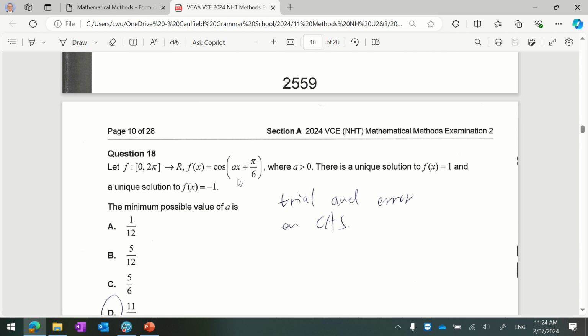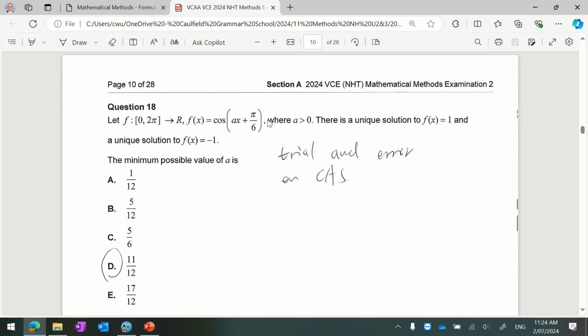Next one. A cost function with a inside, a is bigger than 0, there's a unique solution to f(x) equals 1 and a unique solution to f(x) equals -1.